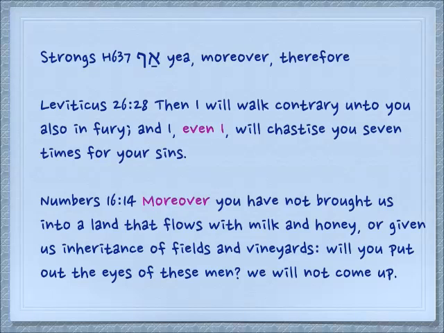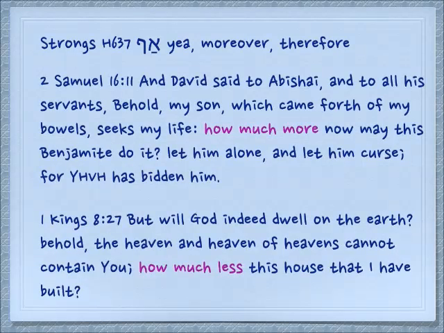Numbers 16:14. Moreover, you have not brought us into a land that flows with milk and honey, or given us inheritance of fields and vineyards. Will you put out the eyes of these men? We will not come up, in Korah's rebellion. So it seems for the most part like this af is in addition to something, but we can see that that's not the only use.